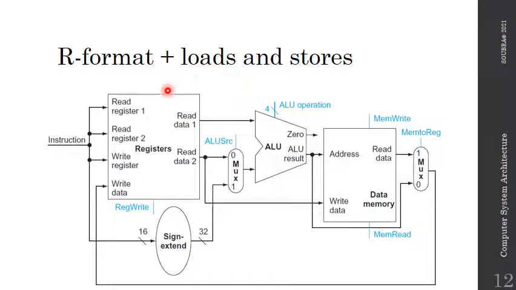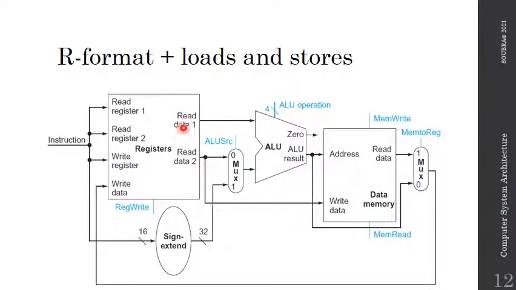Alright, so check this out. This is a big picture of the data path for now, taking into consideration the R format plus the loads and stores. Let's have a quick check on it. So basically, the instruction that I'm getting when I'm decoding, I'm going to read registers: two source registers for the R format and the destination register, so I'll have that one.